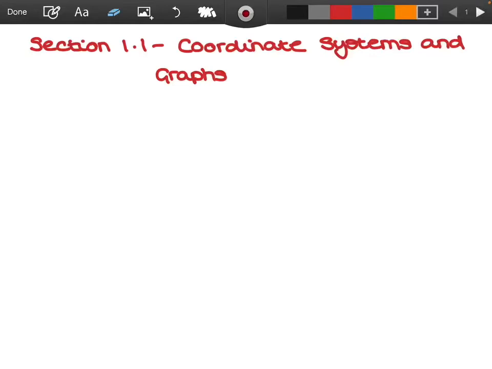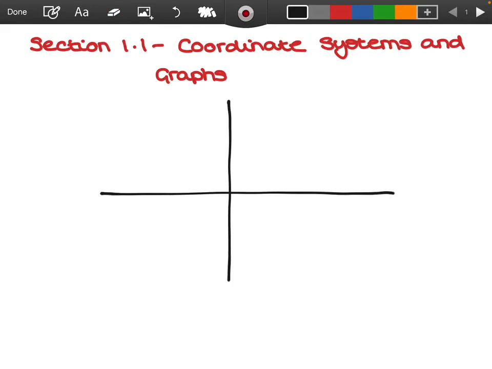So in today's video we're going to look at section 1.1, which is coordinate systems and graphs. A good way to display numerical data in a visual way is by using this Cartesian coordinate system on the xy plane. So we know that it looks something like this, with an x-axis being the horizontal axis and the y-axis being the vertical axis.